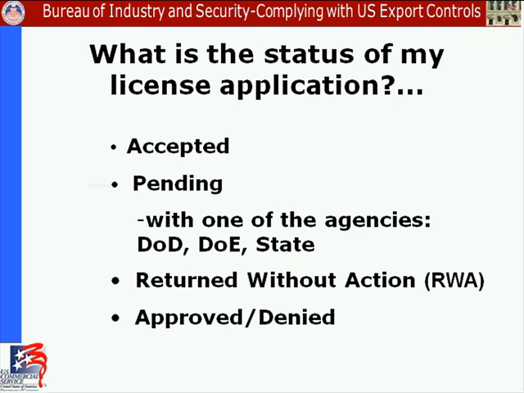So you've made it safely through the SNAP-R process. You've navigated your way, submitted your application. You've received confirmation that your application has been officially registered here at BIS, Bureau of Industry and Security. And now you want to know, well, what's going on with my application? What is the status of my license application?